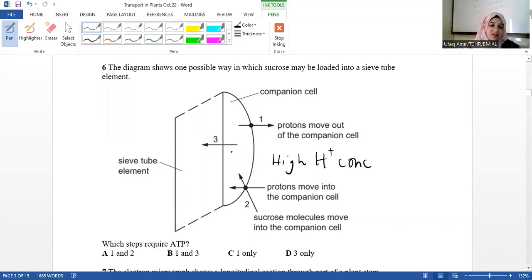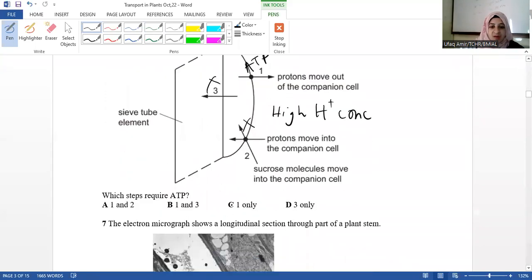And when the sucrose concentration is high in the companion cell, they will directly move from high to low concentration through the plasmodesmatic connection. So there is no energy utilized in this process, but this process directly needs energy, that is ATP. So ATP is utilized by one only, this one.